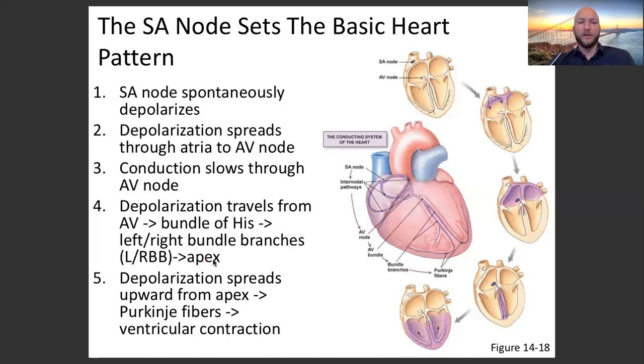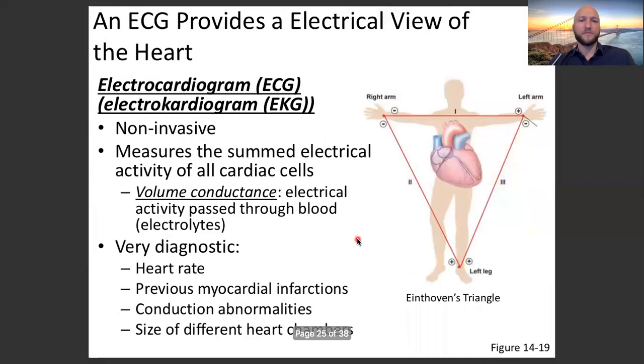I want you to know this order of operations. I have asked questions before about this order of operations. You should know how this electrical event flows through the heart. As each part depolarizes, you get the contractions. So, contraction of the atria, then it travels from the AV node to the bundle of His, to the left and right bundle branches, to the apex, then out across the Purkinje fibers, contracting the ventricles. That's one way of looking at the heart throughout the cardiac cycle: the path of the depolarization event.